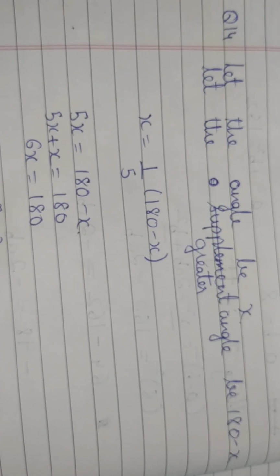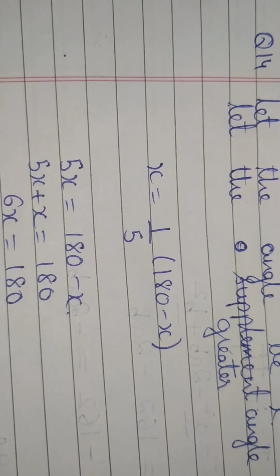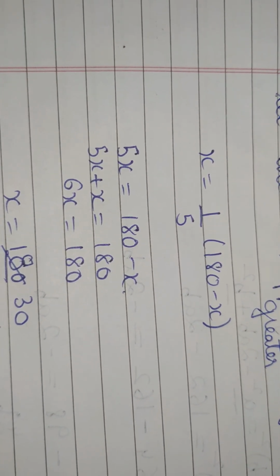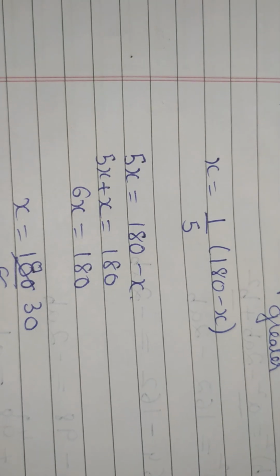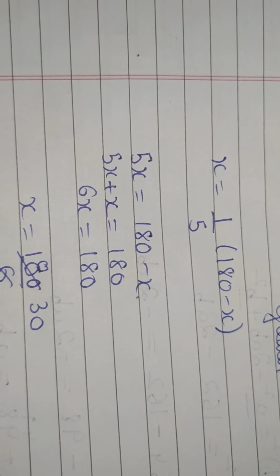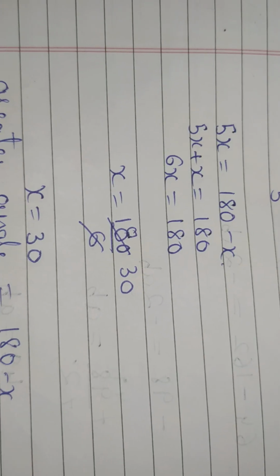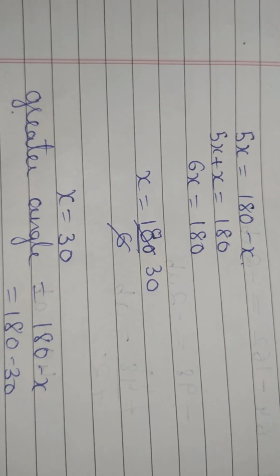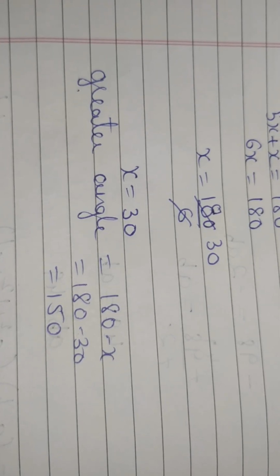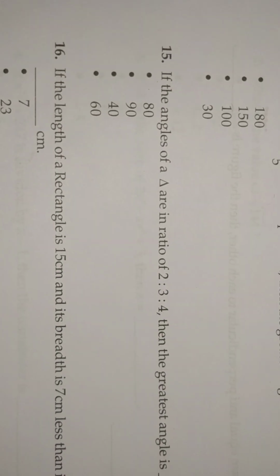So 5 is in the denominator over here. If it goes to the other side it will go in multiplication. So 5x is equal to 180 minus x. This minus x, if I take it to the other side, it will be plus. So 5x plus x is equal to 180. So 6x is equal to 180. If I take 6 to the other side it will go in division. So x is equal to 30. The greater angle will be 180 minus x. So the final answer will be 150.